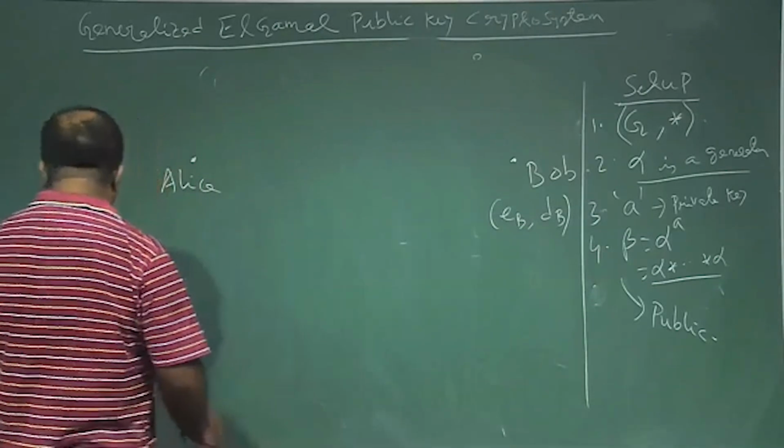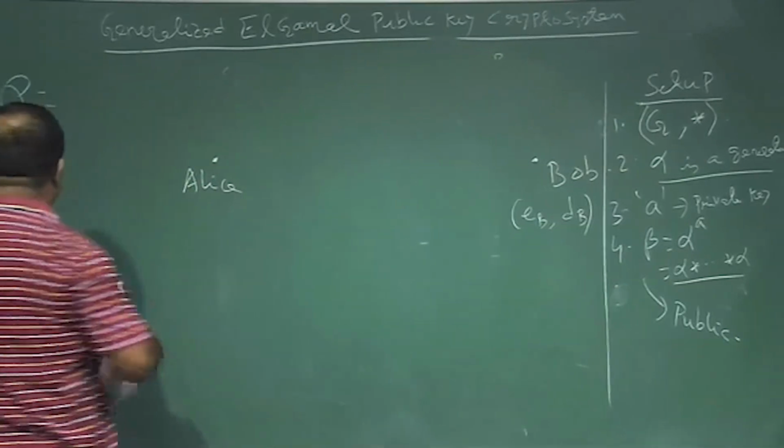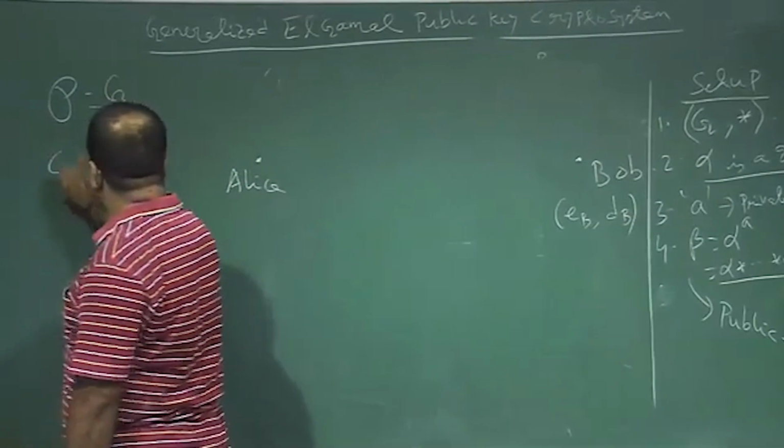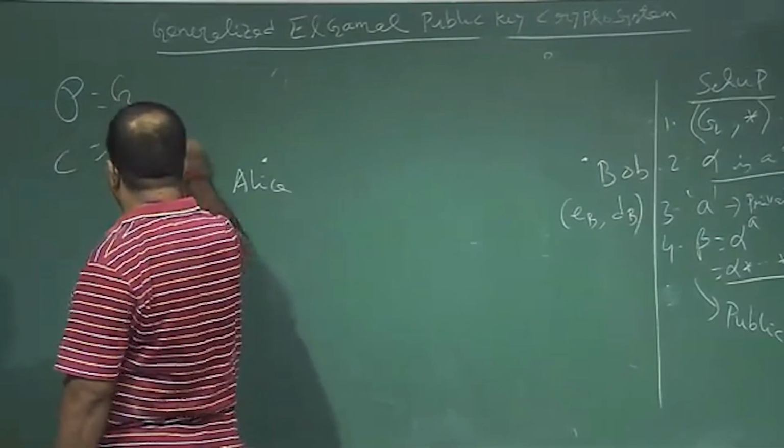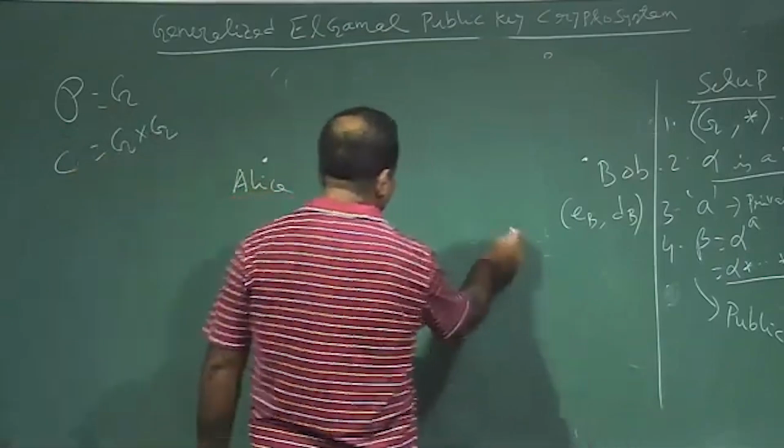Now what is the plain text space? The plain text space is basically G, the ciphertext space is basically G cross G, and this is the key space.